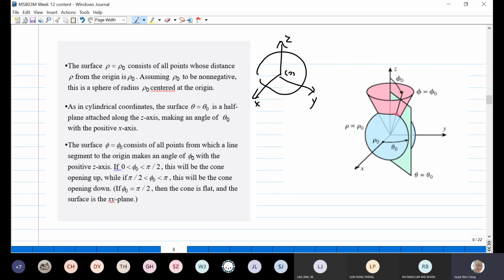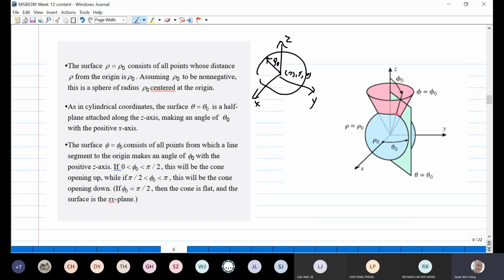The origin here, x, y, z. The distance from the origin is rho, not the axis now. These are the points which make a sphere. So rho equal rho 0 means this is a sphere now, centered at the origin. All the points on the sphere are at distance rho 0. So this is a sphere here.